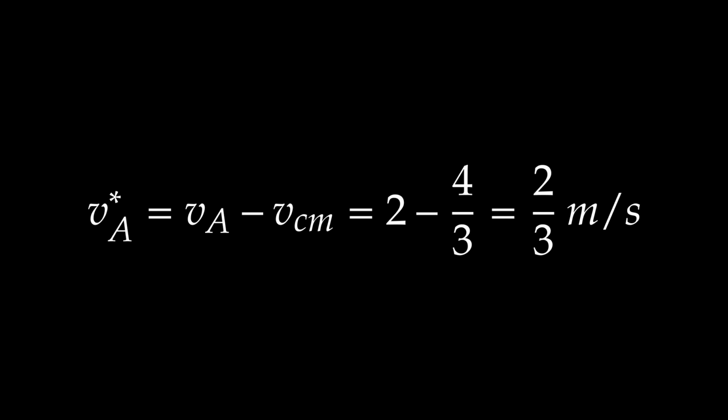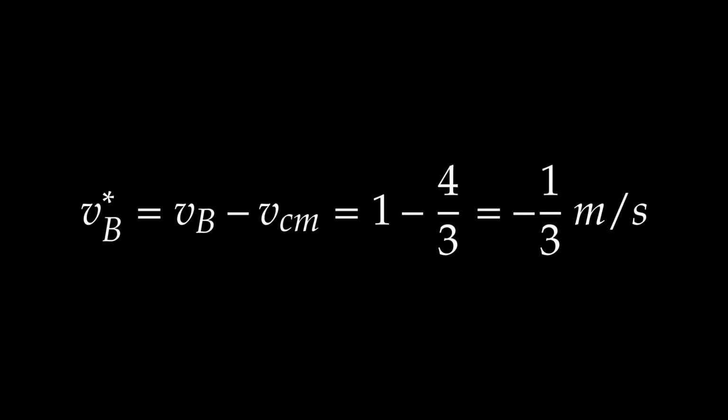But I also need to calculate the velocity of B in the center of mass frame. So I'll take VB, and from VB, I'll subtract away the center of mass velocity. What was VB? It was 1. So I'm going to have 3/3 minus 4/3, pardon me, 4/3. So 3/3 minus 4/3 is negative 1/3.